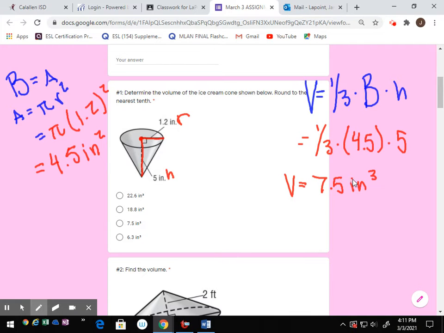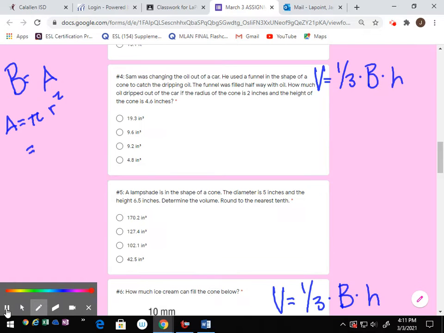We're finding the volume. Okay, so if we look at our answer choices, we can see that C matches our answer, which means C is the correct answer for question number 1. Let's get down to question number 4.